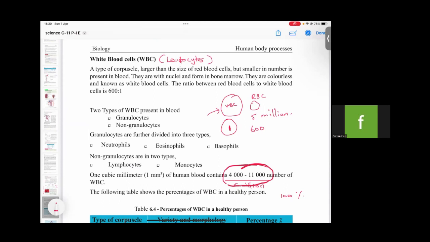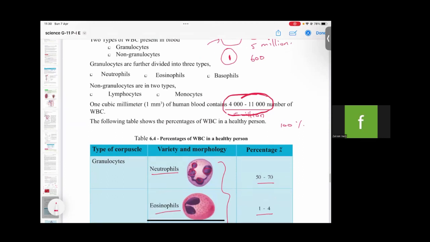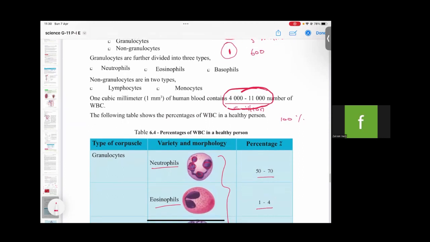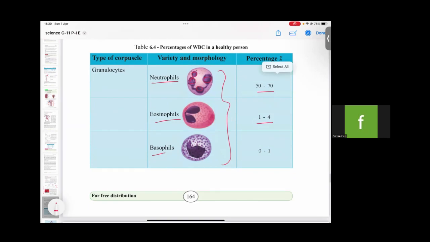We can divide them into granulocytes and non-granulocytes, which I told you about. If you take 1 cubic millimeter of human blood, there will be 4,000 to 11,000 WBC. So you can see the pictures. No need to remember the percentages, but remember you have neutrophils in higher amount.